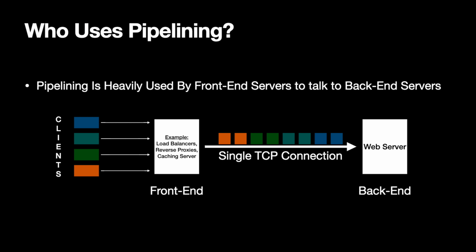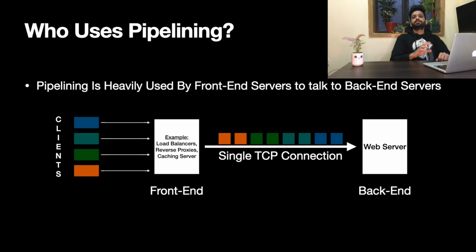That brings me to the most important question. Where is pipelining used? If it's not used in our browsers effectively, where does HTTP pipelining occur? So HTTP pipelining is majorly used by front-end servers to talk to back-end servers. The front-end server can either be a load balancer, a caching server, or a reverse proxy server, or it can also be a server belonging to a content delivery network.